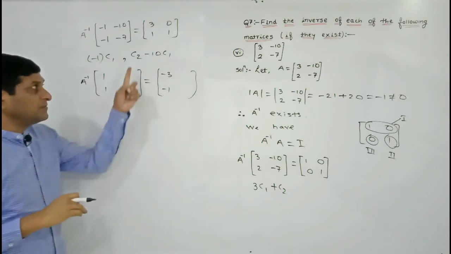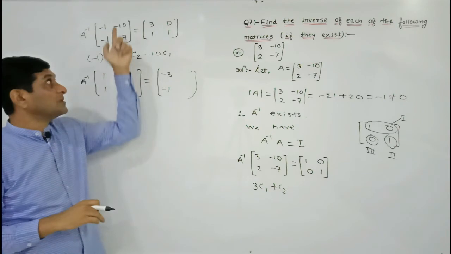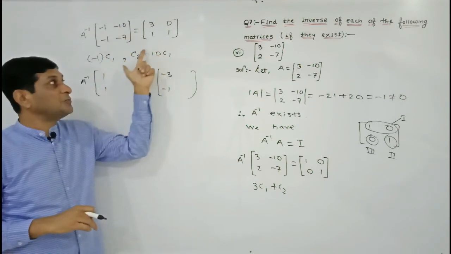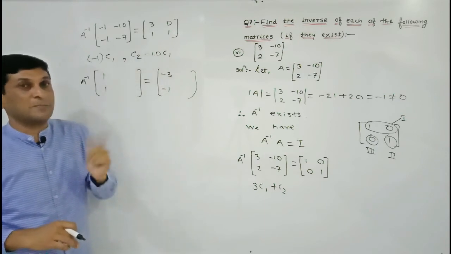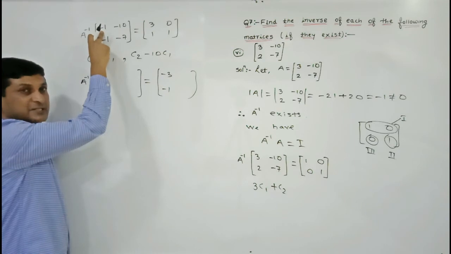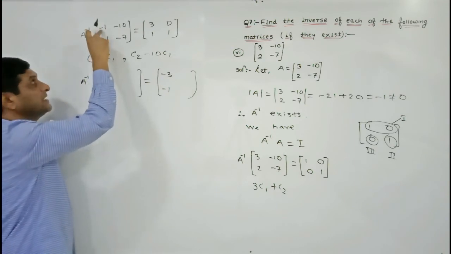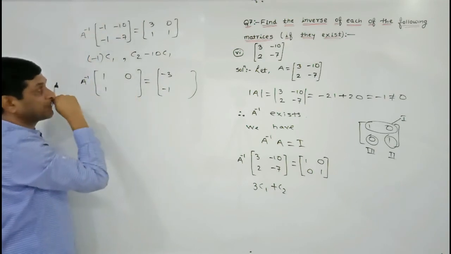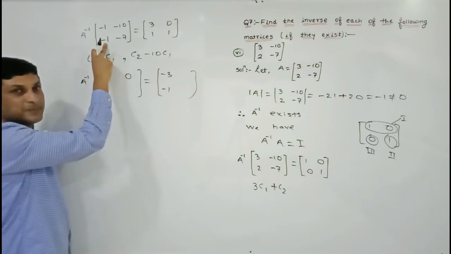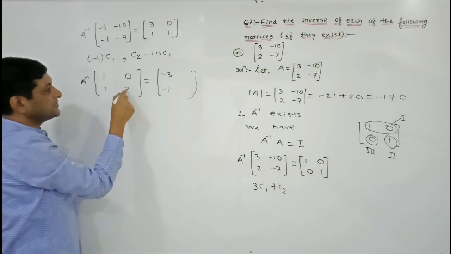Perform this operation very carefully on C2. So this is the element of C2. We are using the corresponding element of C1 and we are multiplying C1 by what? Minus 10. Let us multiply by minus 10 here, what will we get? Minus 10 into minus 1 is plus 10. 10 minus 10 will become 0. So here multiply by minus 10. Minus 1 into minus 10 is plus 10. 10 minus 7 is 3.